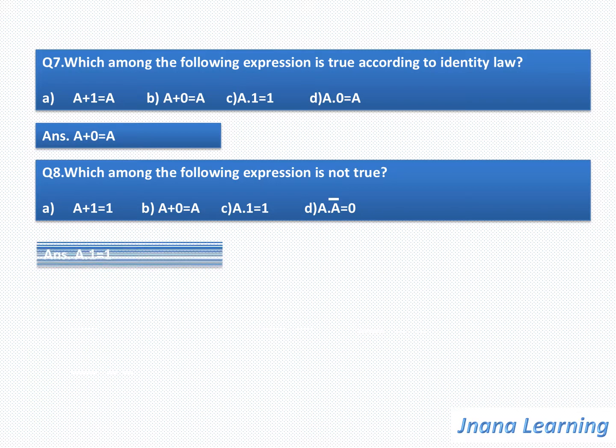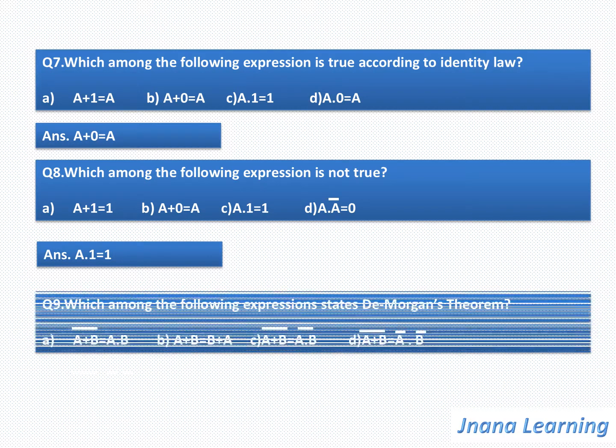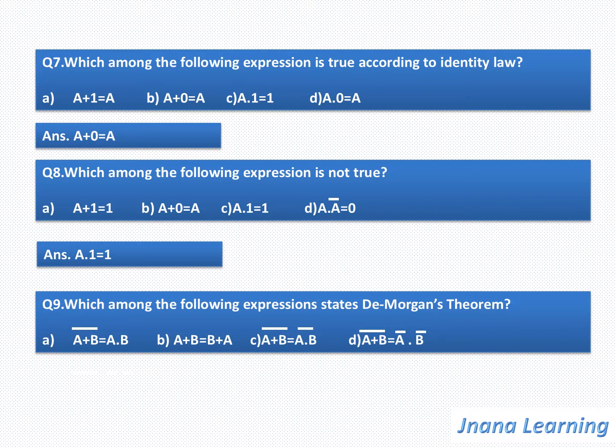It is not true. Question number 9. Which among the following expression states De Morgan's theorem? Options: (A plus B) whole complement is equal to A dot B, A plus B is equal to B plus A, (A plus B) whole complement is equal to (A dot B) whole complement and (A plus B) whole complement is equal to A complement dot B complement. So which is the correct answer? Last one, that is (A plus B) whole complement is equal to A complement dot B complement. That is the De Morgan's theorem.